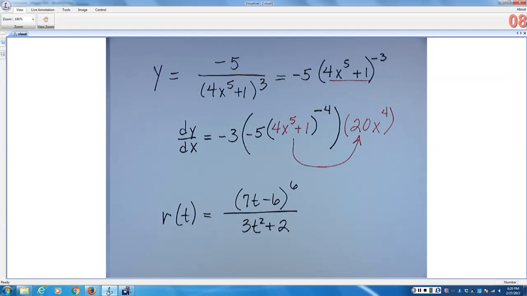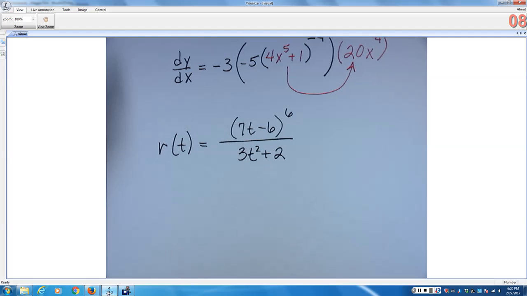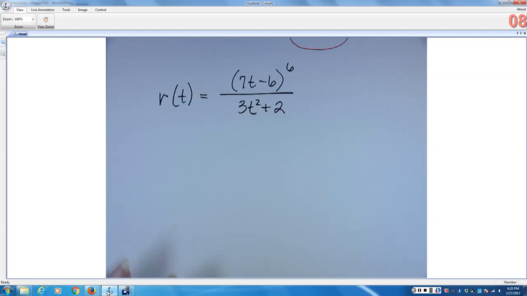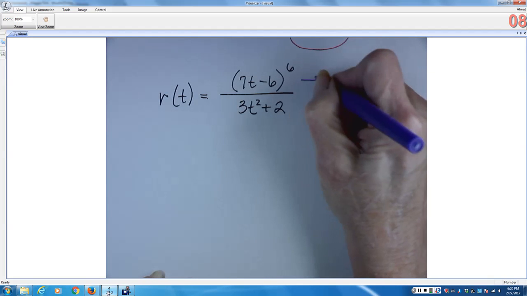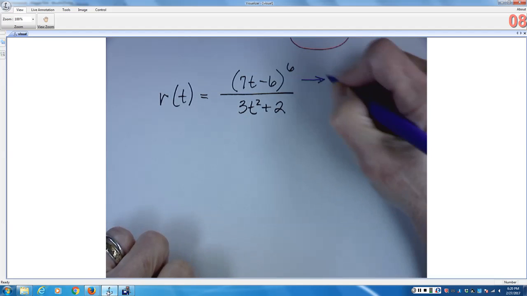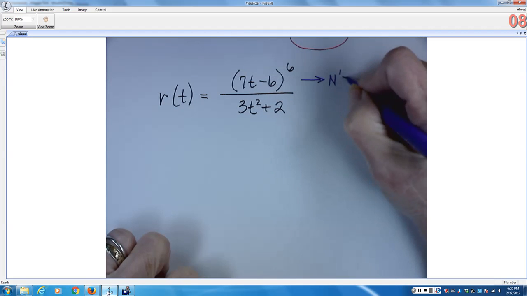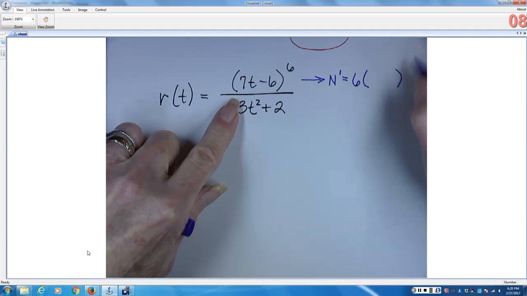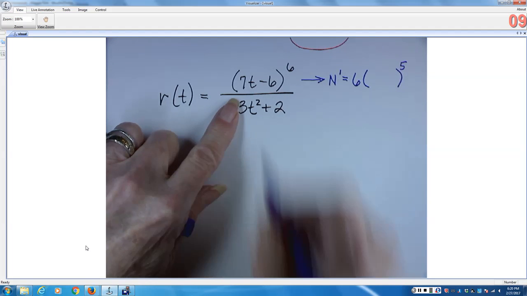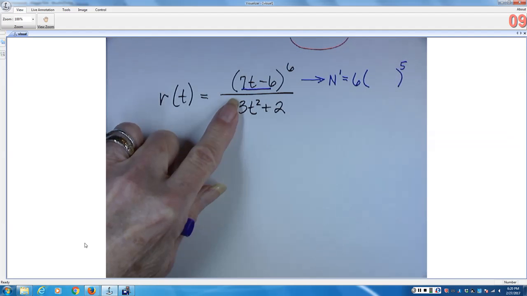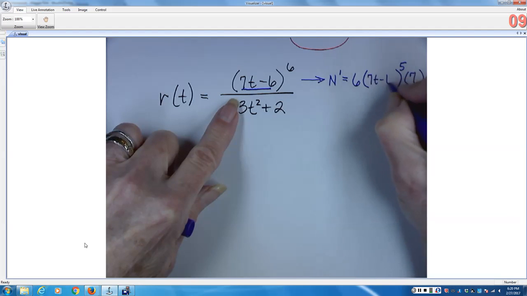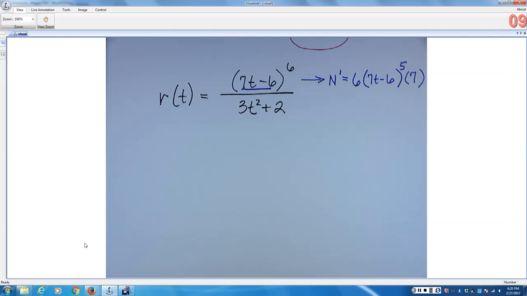So when we find r prime of t, I'm just going to slide the first problem up out of the way. When I do quotient rule problems, I'll go straight out from the numerator and take the derivative of the numerator and just call it n prime. Since it's chain rule, that's going to be 6 times the parentheses raised to the fifth power times the derivative of what's inside the parentheses, which is just 7, and then write 7t minus 6 back inside the parentheses, and there's my derivative, and I'm done.